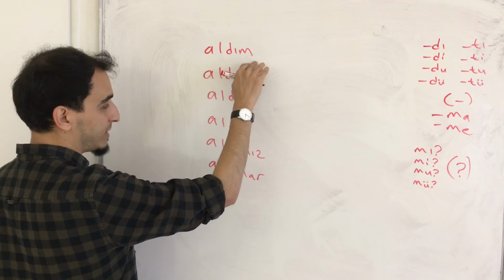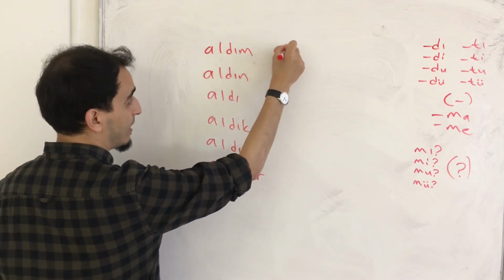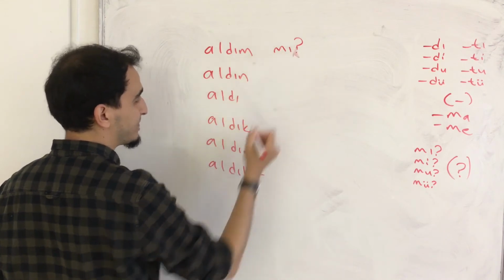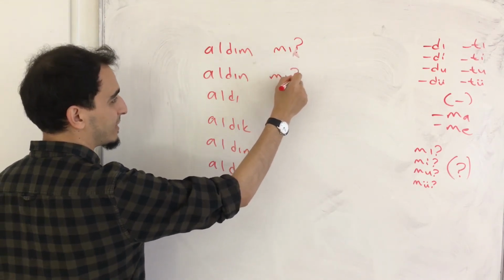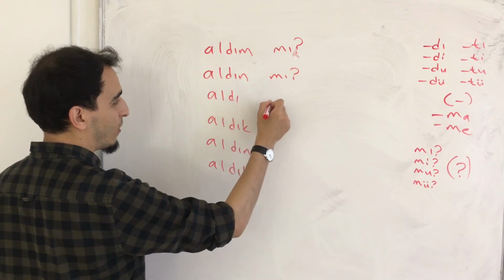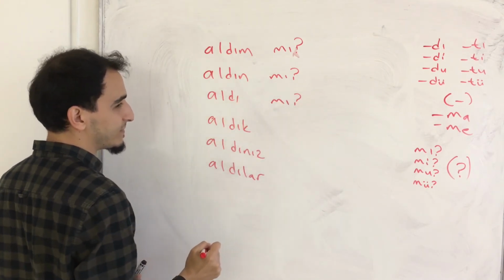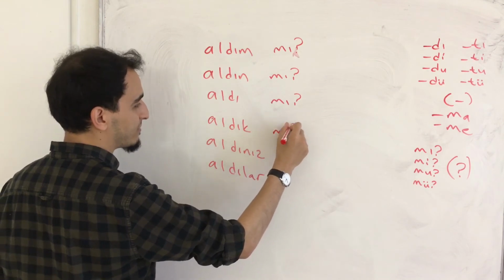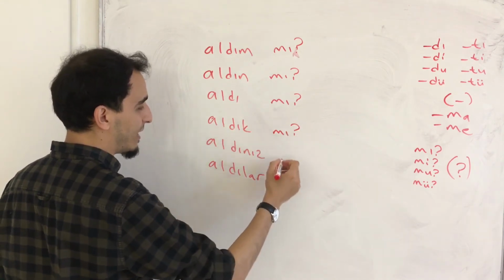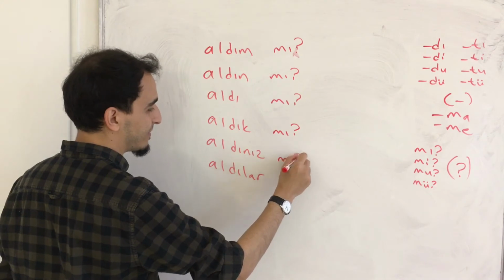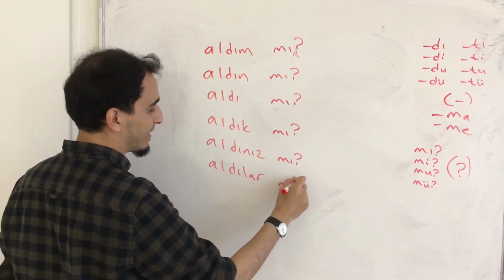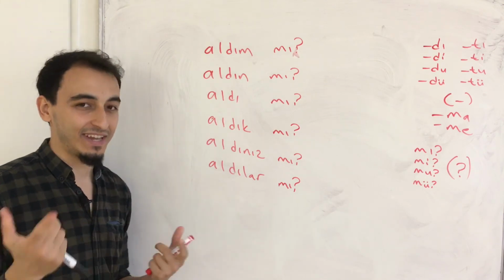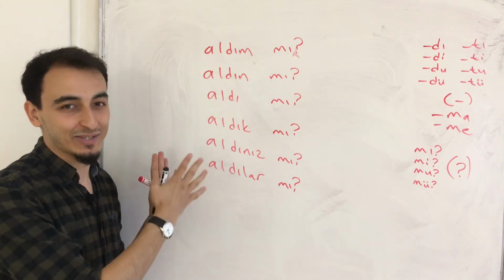Ben aldım means I took, and aldım mı means did I take it? Sen aldın mı? Did you take it? O aldı mı? Did she or he take it? Biz aldık mı? Did we take it? Siz aldınız mı? Onlar aldılar mı? Evet, I was kidding. It's the easiest one.